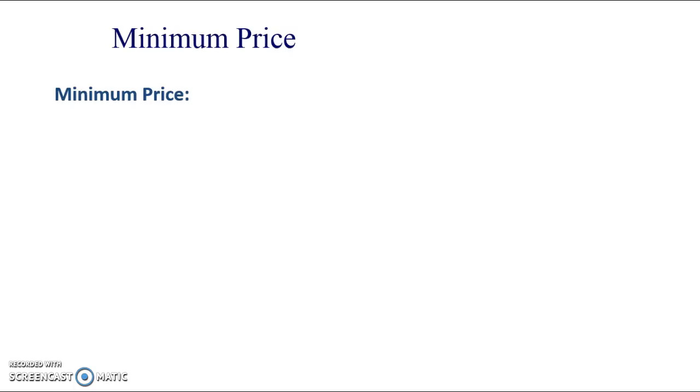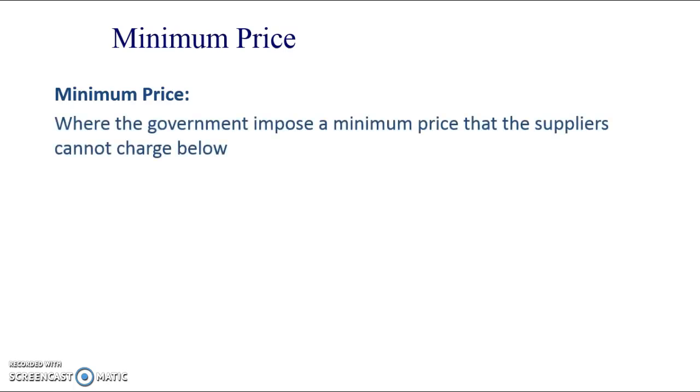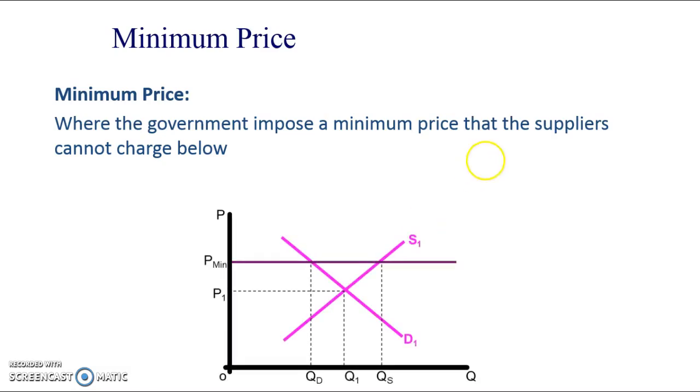So a minimum price, or a price floor, would be where the government impose a minimum price that suppliers cannot charge below. And you can have it at any level that you want, but for it to have an effect on the market, it has to actually be above the market equilibrium. Now, this is the first area that students tend to get a little bit mixed up, because they see minimum price and they think minimum means small and they put it below the equilibrium.